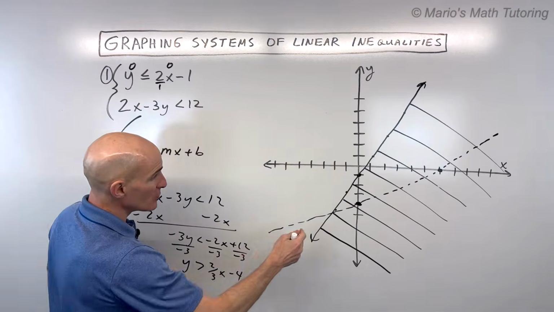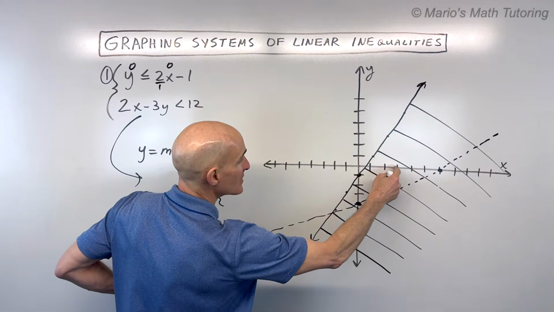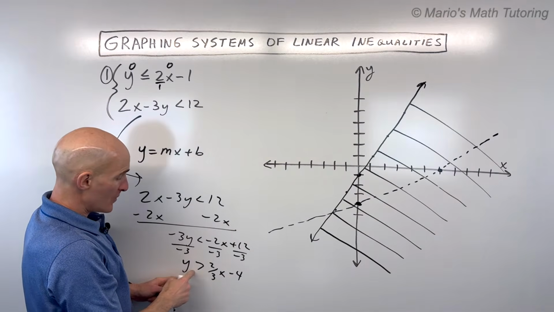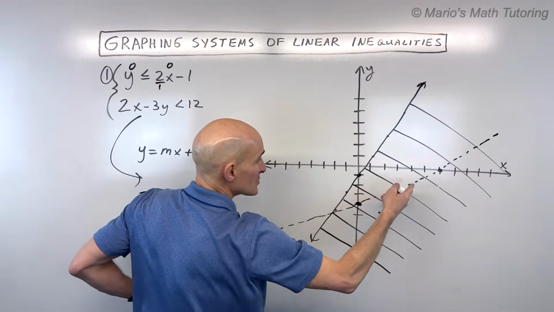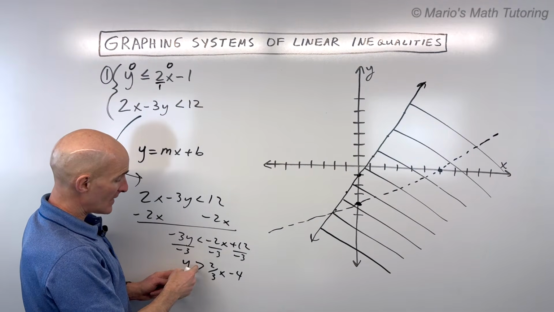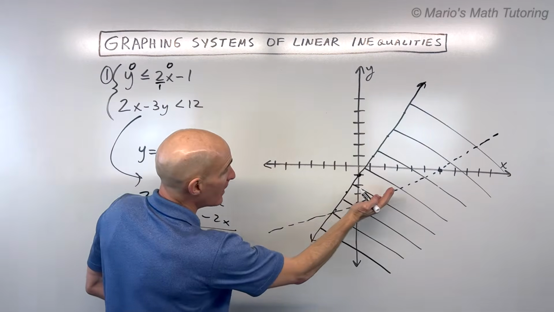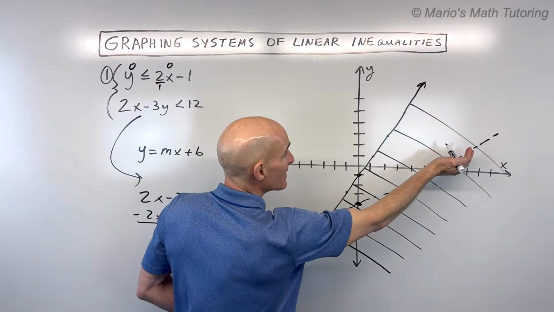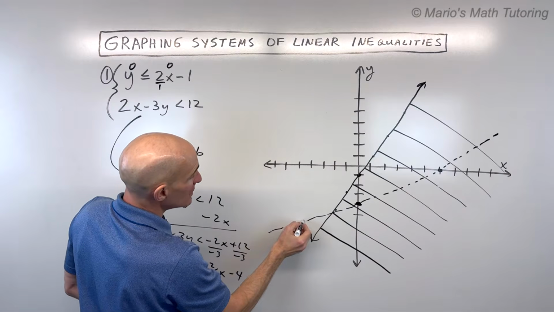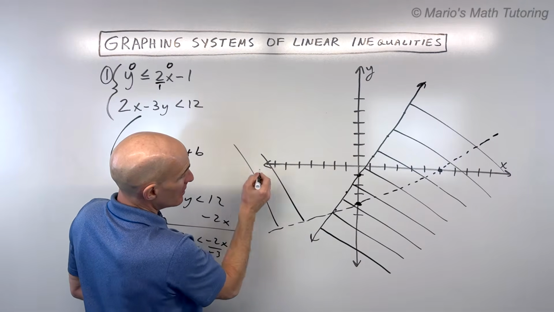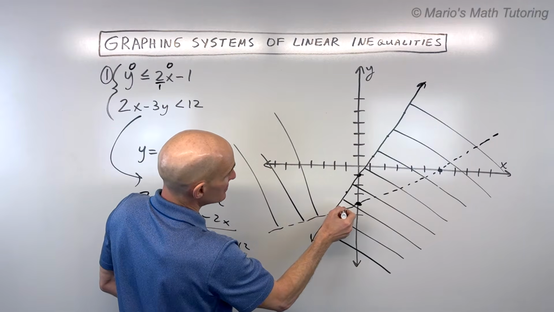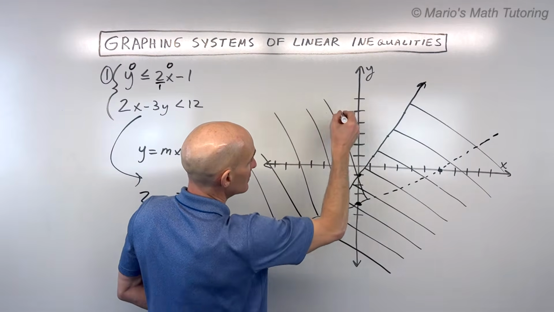The slope is 2/3, rise 2, run 3, rise 2, run 3. Greater than, but not equal to, so it's a dashed or dotted line. The y is by itself, y is greater than, so we're shading on this side of the line, above. So let's go ahead and do that. I'm just going to draw a shading that's perpendicular to the line here.